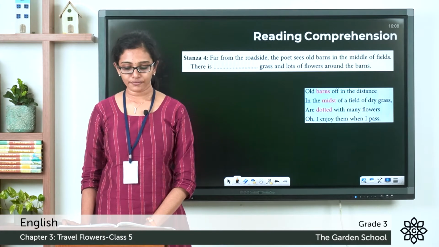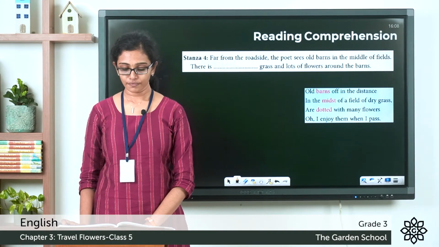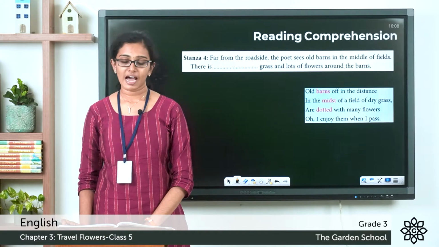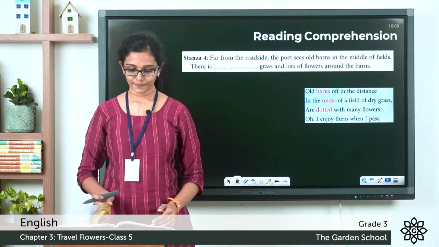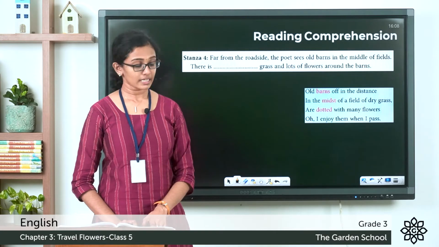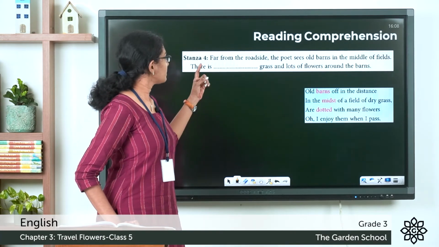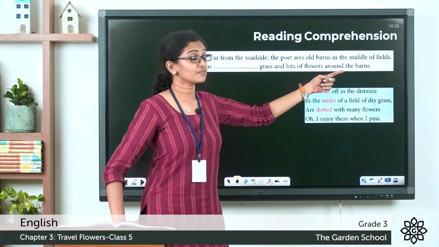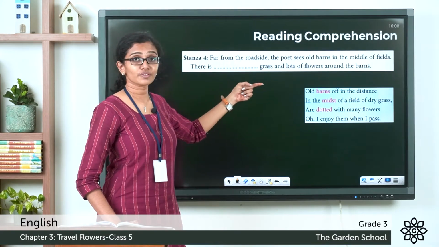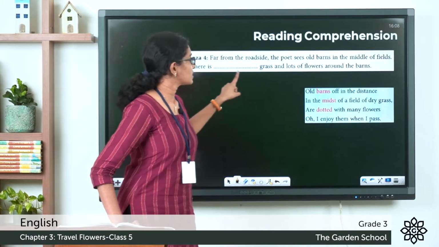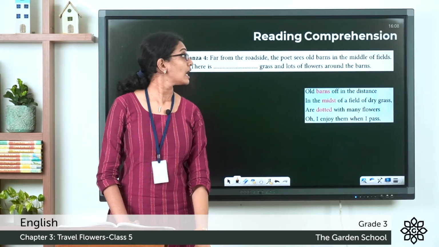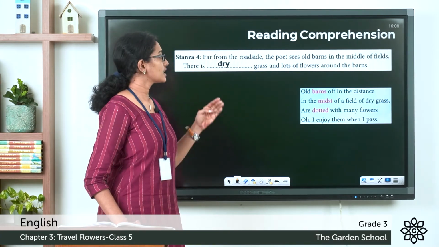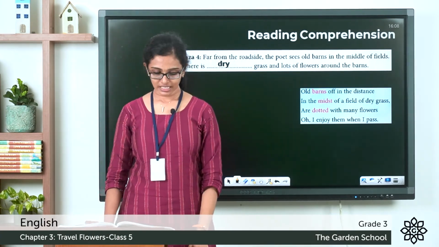Old barns off in the distance, in the midst of a field of dry grass, are dotted with many flowers. Oh, I enjoy them when I pass. So what is given in the fourth stanza? Far from the roadside, the poet sees old barns in the middle of fields, and there is what kind of grass? Dry grass, and lots of flowers around the barn. So the answer here is there is dry grass and lots of flowers around the barns. So let's see the fifth question.